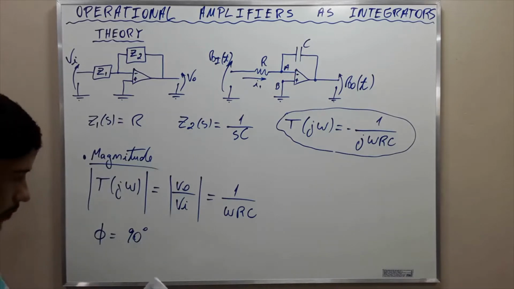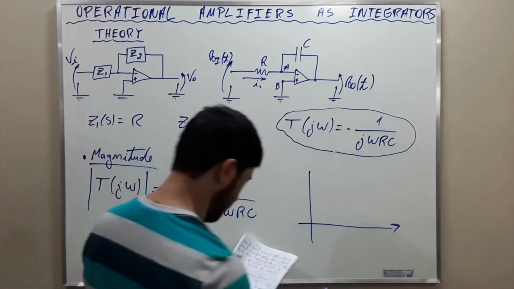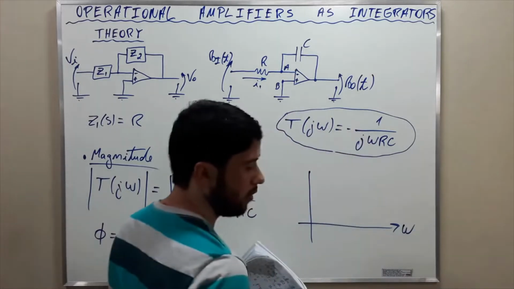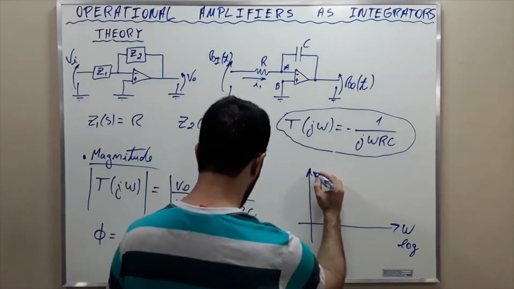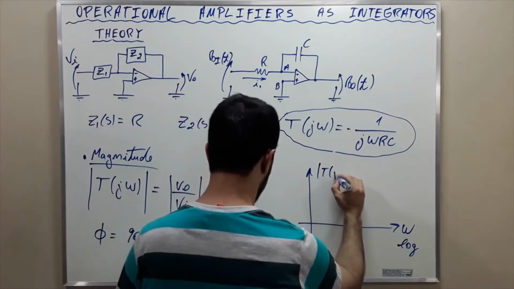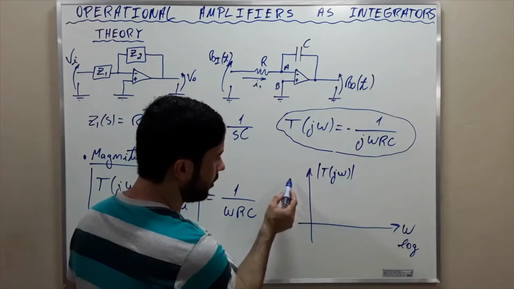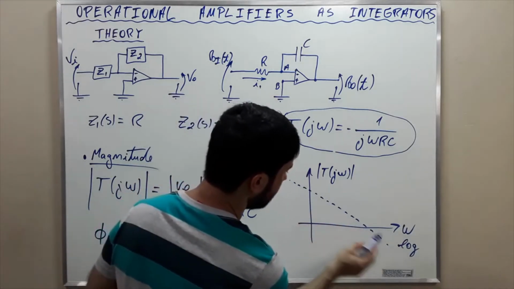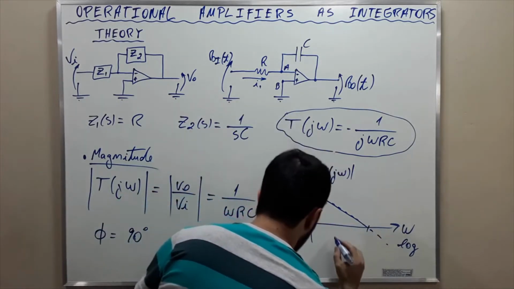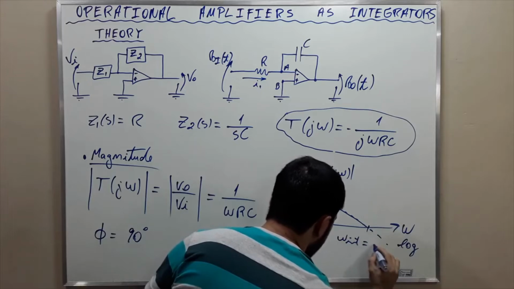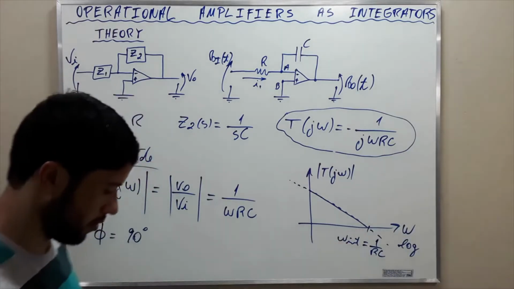And we can plot a graph here. Okay, by a frequency in the logarithm, and here the magnitude. We're gonna have something of the sort. And here is the frequency of the integrator, 1 over RC. This is the frequency of the integrator.